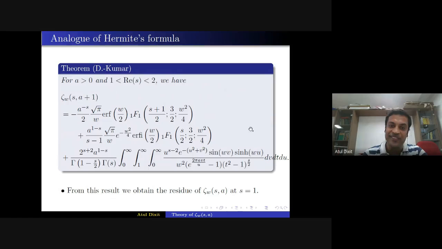So I could use this as the definition of zeta sub w when the real part of s is between minus 1 and 1, of course, s not equal to 1. So that is analytically continuing zeta sub w by means of this result to the left of the right half plane, real s greater than 1, up to real s greater than minus 1.